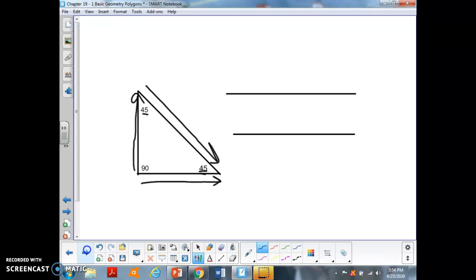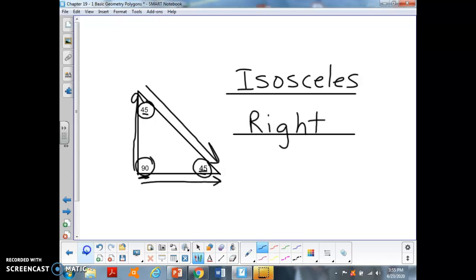And when two of the sides are the same length or congruent, we say it is an isosceles triangle. Two of the sides are the same length. And now we're going to look at the measurements themselves. Are all three less than 90? Nope, two are, 45 and 45, but 90 is not less, it's equal. Are one of the sides equal to 90? Yes. So we call this a right triangle as well. So this triangle is an isosceles right triangle.